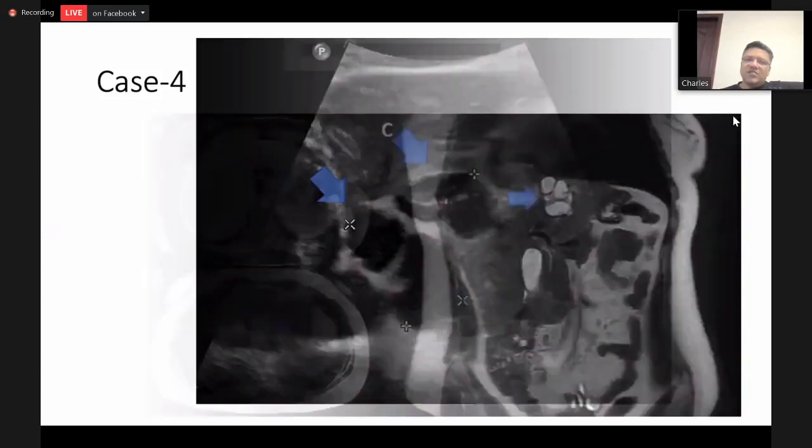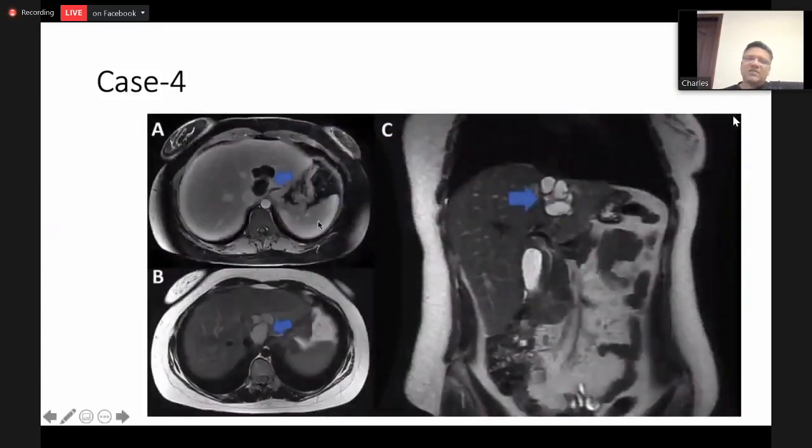So biliary cystadenoma. This is an MR of the same patient. You can see the lesion, a multiseptate cystic lesion with thick-walled septations, on this T2-weighted MR. And you can see the multiple cysts with thick septations and probably nodules here.